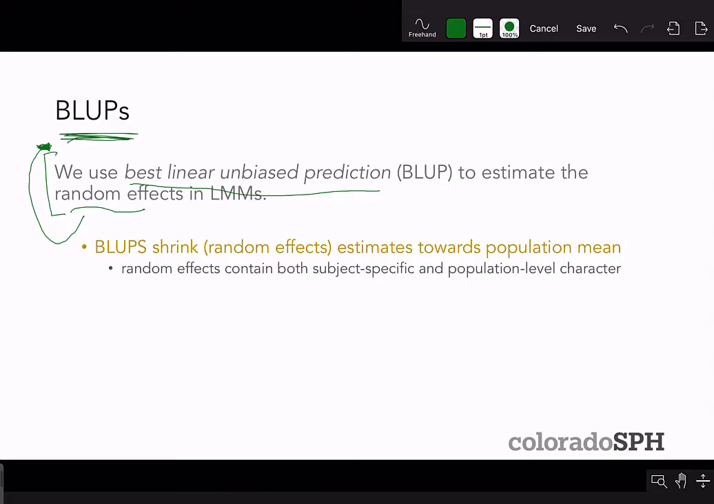And what BLUPs do is they shrink the random effects estimates towards the population mean, which means that, say you have some random intercept model where you have a population mean, but you also have, say, some subject up here, and that purple line is their own fit. What the BLUPs do is they shrink this person-specific fit towards the population mean. So that fit is going to be constructed using information about the subject-specific measurements, as well as measurements across the rest of the population.